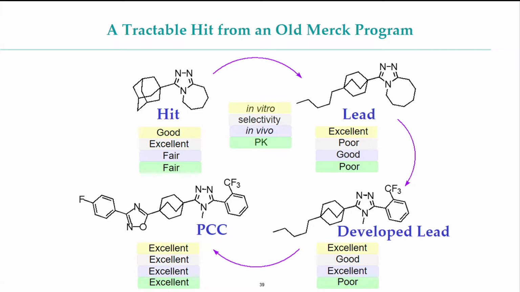This is just an old Merck program that I worked on. It wasn't in the area of antibacterials, but you can see that in general, this was a tractable hit. Things get larger and more complicated as they get to PCC, and all of the properties go from all over the place to uniformly excellent. So that's the kind of trajectory that we're looking for from a hit all the way to a preclinical candidate.